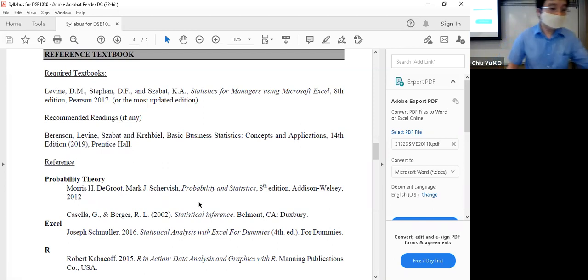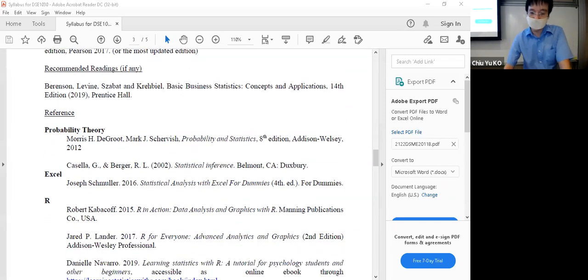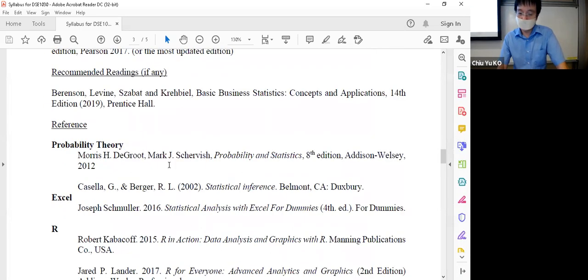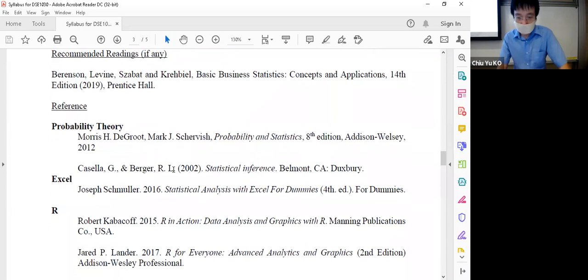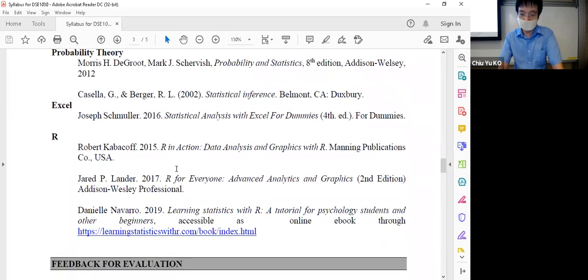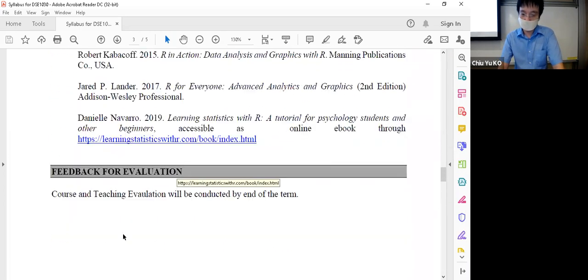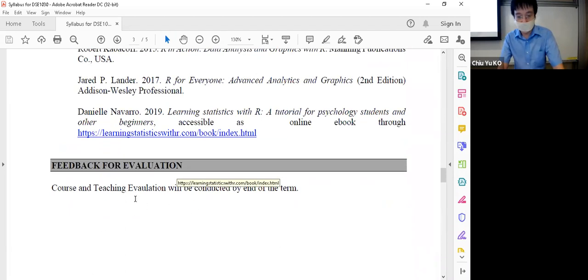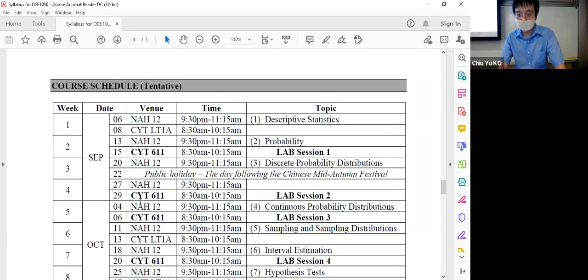But if you really want to learn more, there's some reference book here you may want to turn to, but this is just for more advanced people. Cost evaluation at the end. This will be the bottom line.